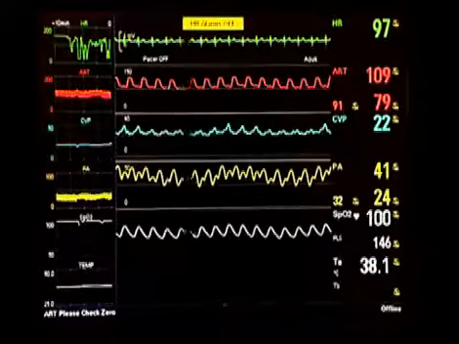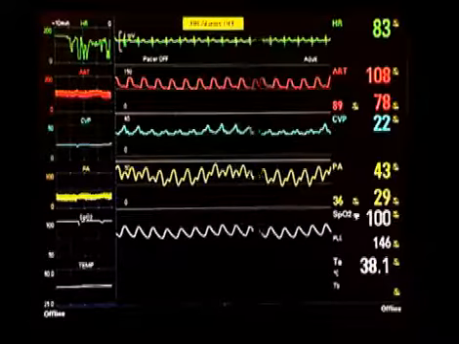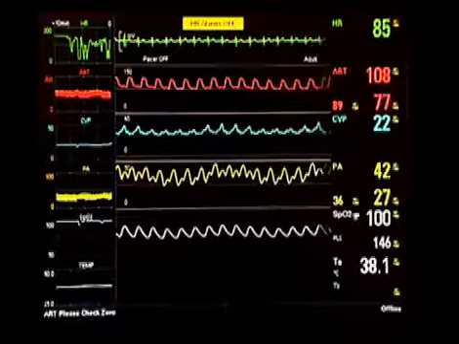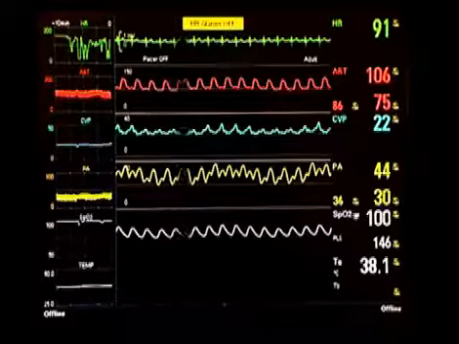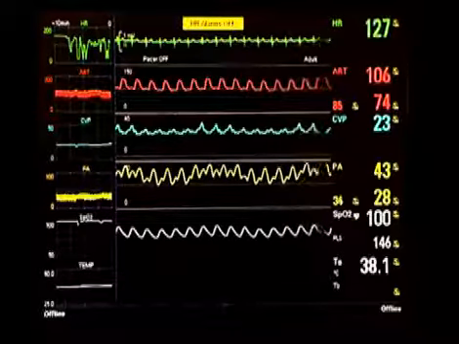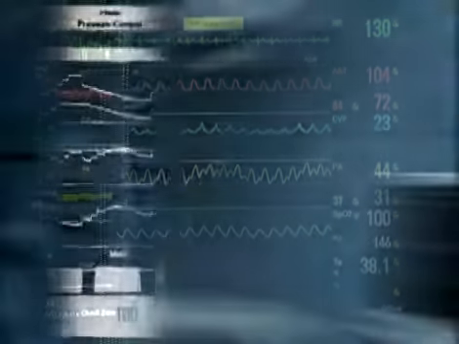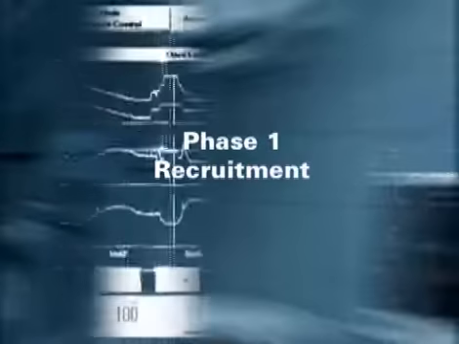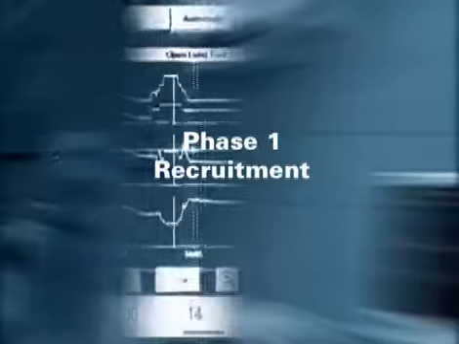In an unstable condition, the changes induced during recruitment can lead to undesired side effects. Therefore, before starting with the recruitment sequence, the hemodynamic status must be assessed. In this phase, the inspiratory pressure is stepwise increased to a level above the estimated critical opening pressure. During the whole sequence, hemodynamic tolerance is closely monitored.